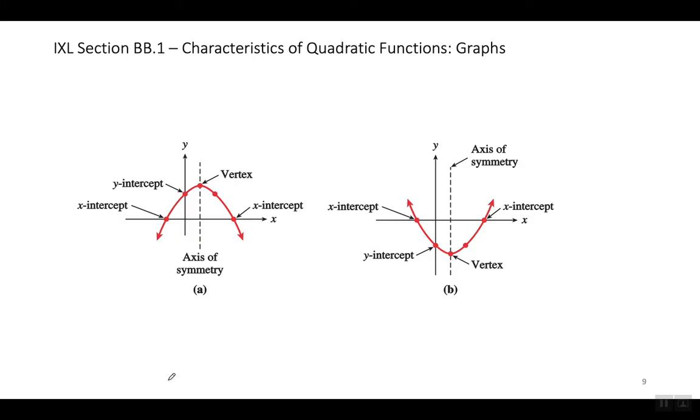Okay, now we're going to look at the axis of symmetry. All right, so remember the axis of symmetry. I want you to notice something. The axis of symmetry is located where the vertex is. So the axis of symmetry is always going to be the x coordinate of the vertex. I'll say it again. Here's the vertex. The axis of symmetry is always the x coordinate of the vertex.